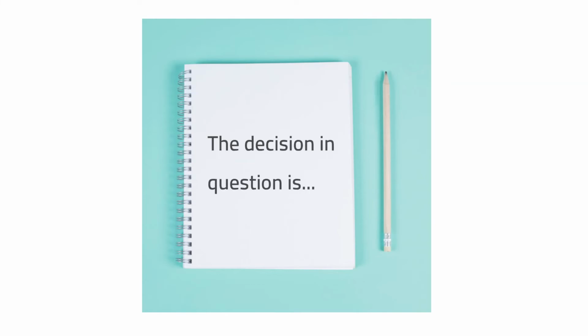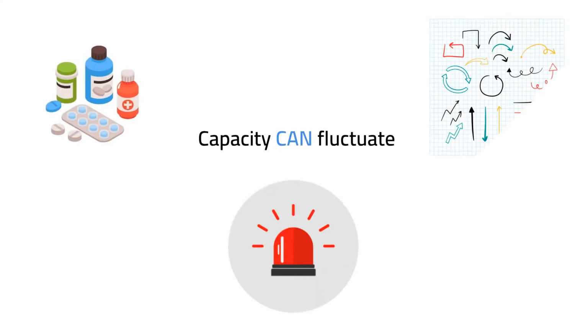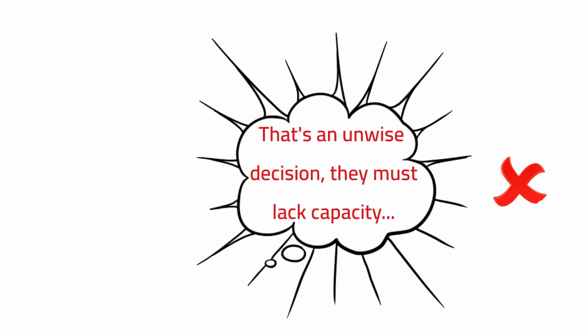Be very clear what the decision is that the person is having their capacity assessed about. We do not make blanket judgments on capacity. For example, a person may have capacity for certain decisions, but not others. Capacity can fluctuate for a number of reasons, which could include the person being unwell, for example. Just because somebody makes what you consider to be an unwise decision, that alone does not mean they lack capacity. That's principle 3 of the MCA.